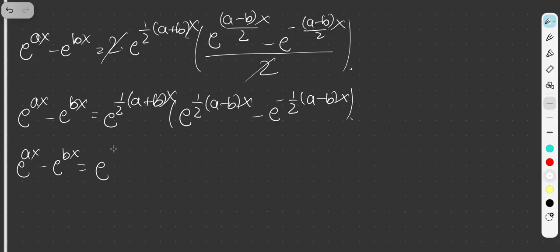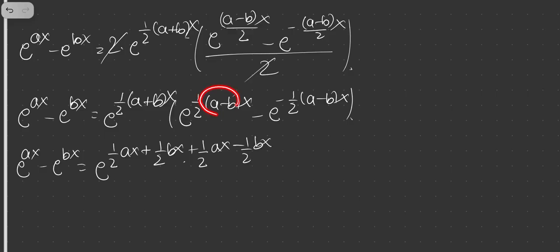Okay, so we have 1/2 ax plus 1/2 bx, and plus 1/2 ax as well, and minus 1/2 bx. I have just expanded this one, and after expanding this, I have added the expansion of this one as well, right?